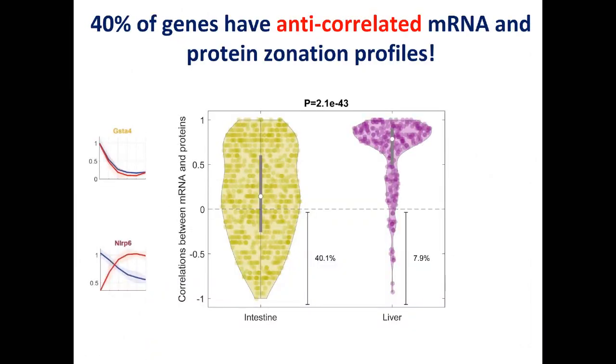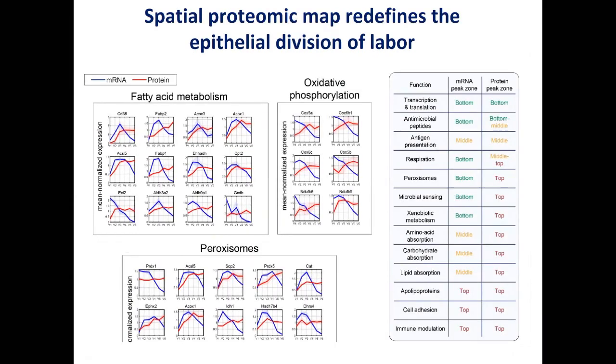About 40% of enterocyte genes are spatially anti-correlated along the villus, and this is very different than the liver, where the majority of genes show perfect spatial correlation between RNA and protein. Okay, and this goes beyond individual genes. Whole processes are zonated differentially: fatty acid metabolism, peroxisomes, oxidative phosphorylation.